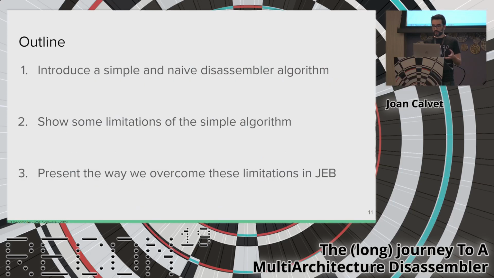So regarding the outline of the talk, we will start from a simple and naive disassembler algorithm. Then we will show the limitations of this simple algorithm, to finally present the way we overcome these limitations in JEB. I think it will be more interesting to start from something simple to explore the problems first, and then talk about the actual JEB implementation.